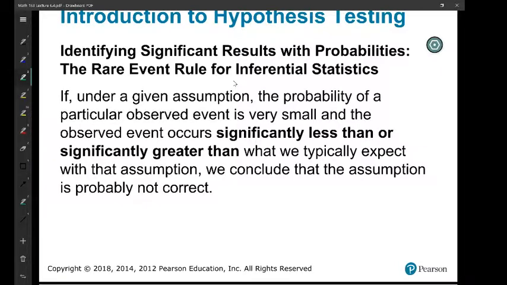Introduction to hypothesis testing. Identifying significant results with probabilities. The rare event rule for inferential statistics. So if under a given assumption, the probability of a particular observed event is very small, and the observed event occurs significantly less than or significantly greater than what we typically expect with that assumption, then conclude the assumption is probably not correct.